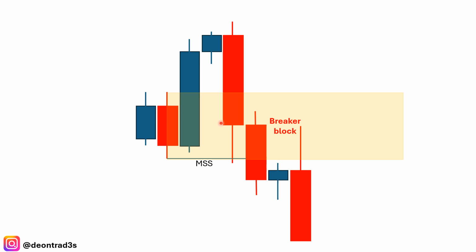The other thing is validity. Before you take that breaker block entry, you need to make sure it's valid. And what makes this a valid breaker block? If you're trying to sell here, make sure that breaker block has a fair value gap above it, not when this is already closed here. If you're taking a sell, it needs to have a fair value gap above there. If you're trying to buy, it needs to have a fair value gap, an imbalance, down there.